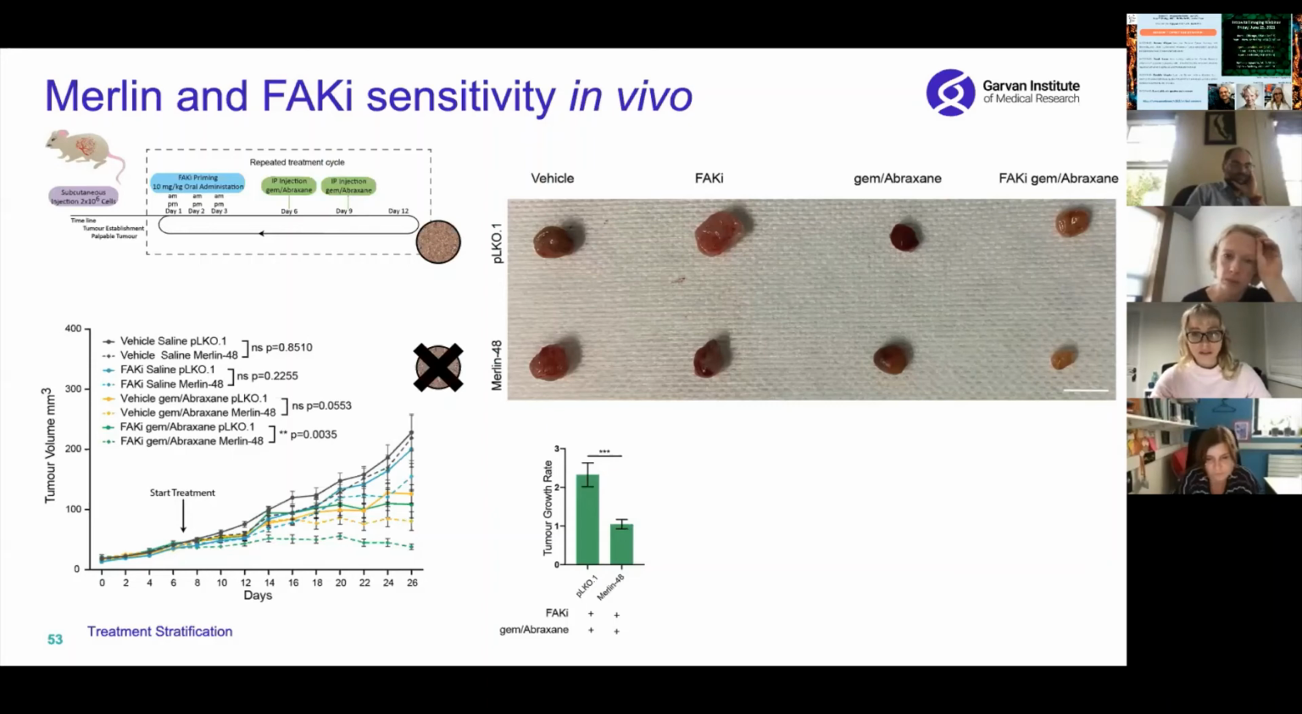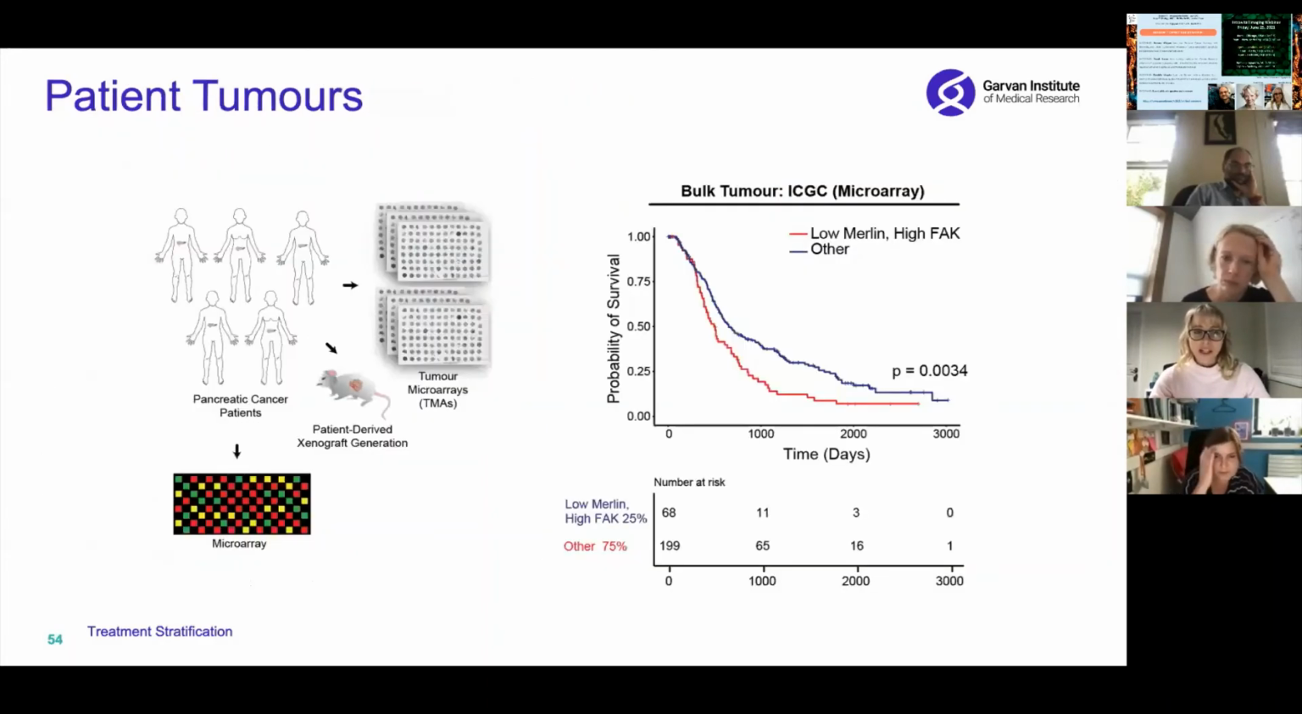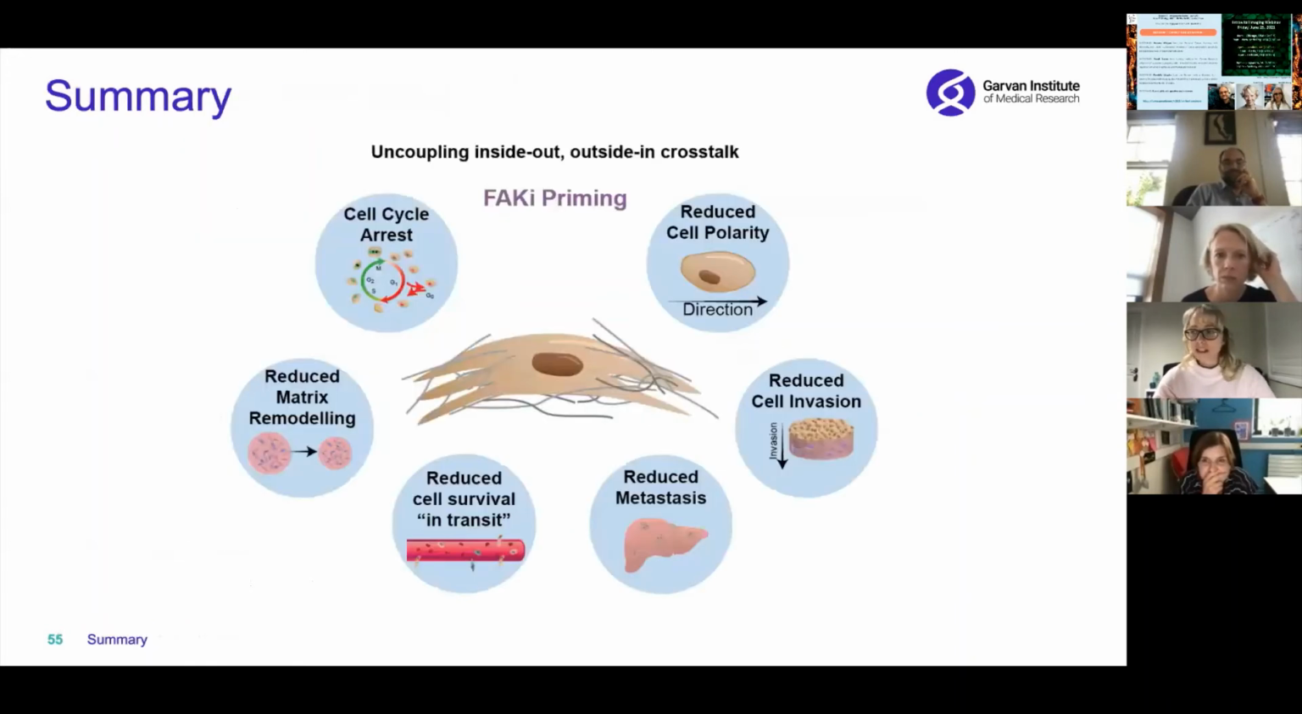Now, what does that mean for our patients? Well, when we take some more samples from the APGI cohort and have a look at the bulk tumor, we know that in sample patients with low Merlin levels and high phospho FAK, this is predictive of a poor survival and prognosis, and that these particular patients may actually benefit from our FAK priming regimes and improve survival within this disease.